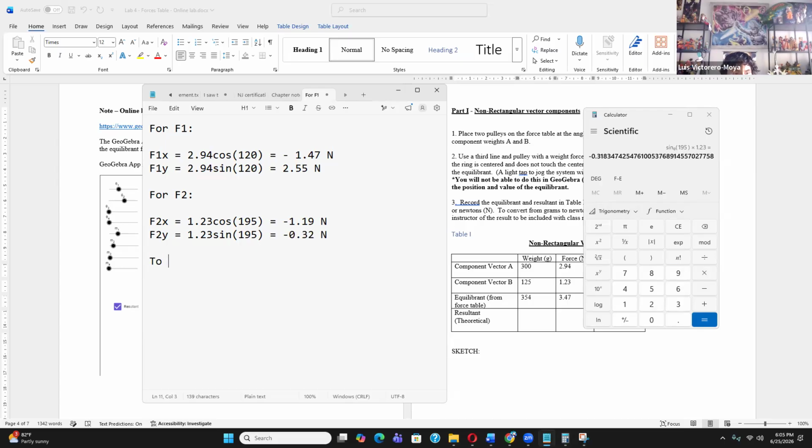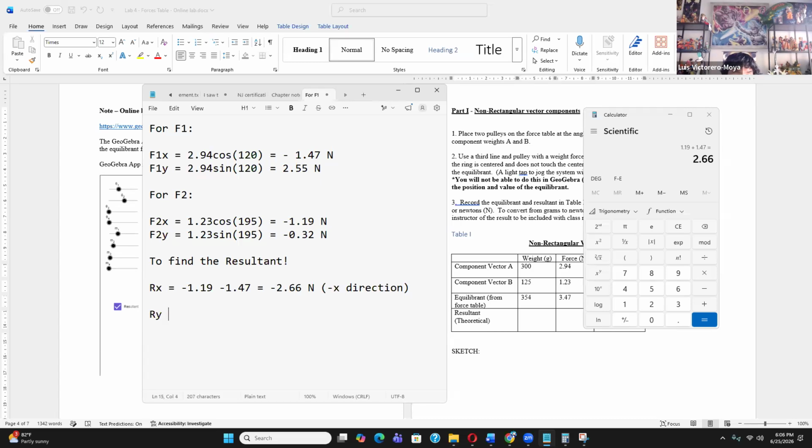Okay, so to find the resultant, let's focus on the resultant on X. You have negative, negative, so you're gonna add these two. That means that you have both forces on the negative X direction. So negative 1.19, negative 1.47, negative 2.66 newtons. That means on the negative X direction, by the way.